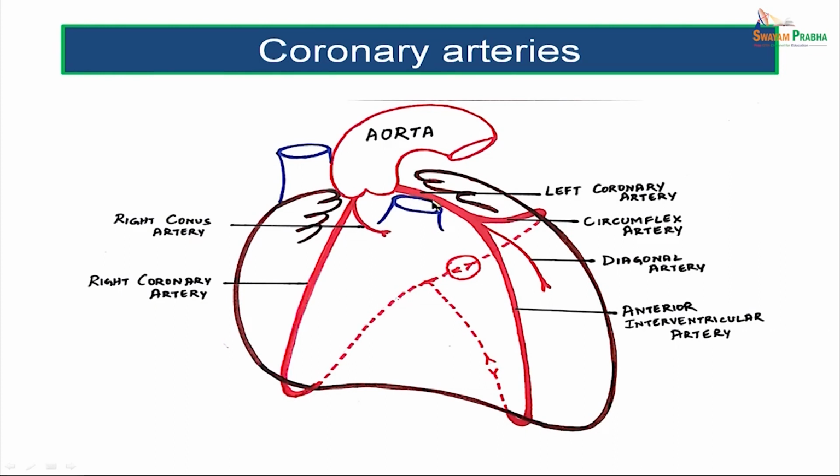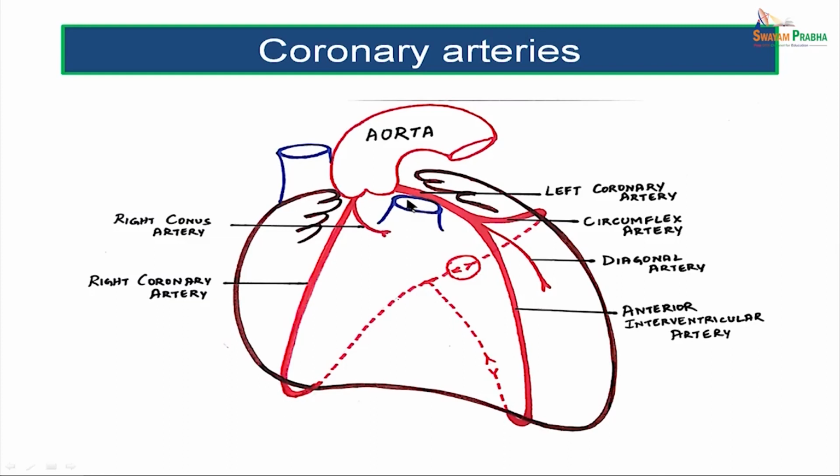Now, let us look at the course and relation of the left coronary artery. You find the left coronary artery taking its origin from the left posterior aortic sinus or the left coronary sinus. After this, it runs towards the anterior lateral aspect, running towards the left side between the left auricle and the left side of the pulmonary trunk. So, it lies between the auricle and the pulmonary trunk. It runs downwards and forwards.